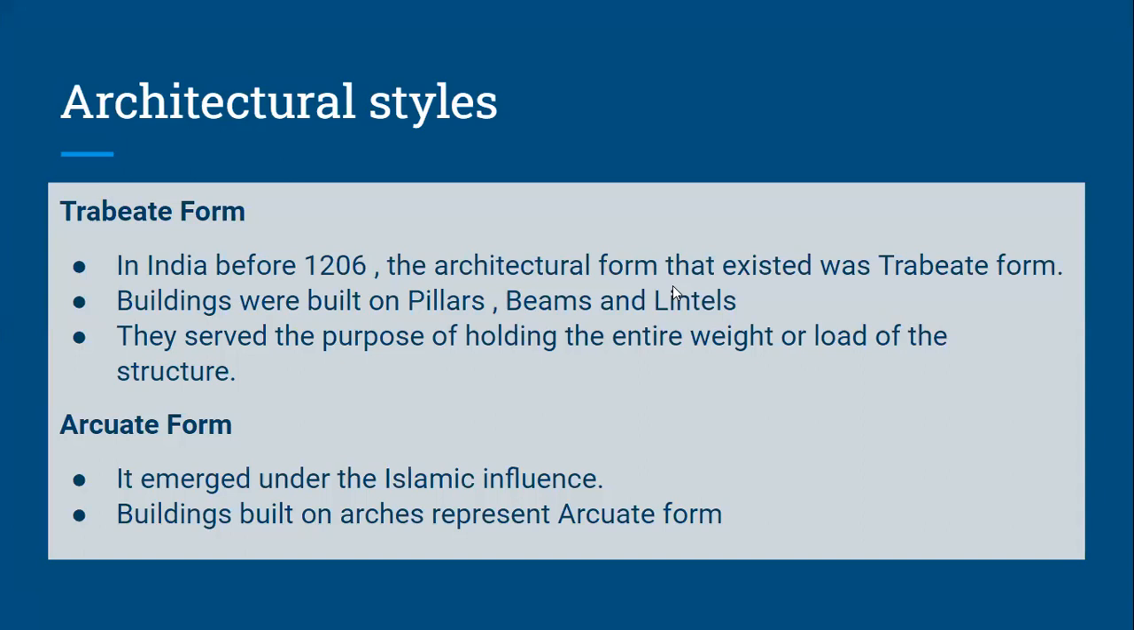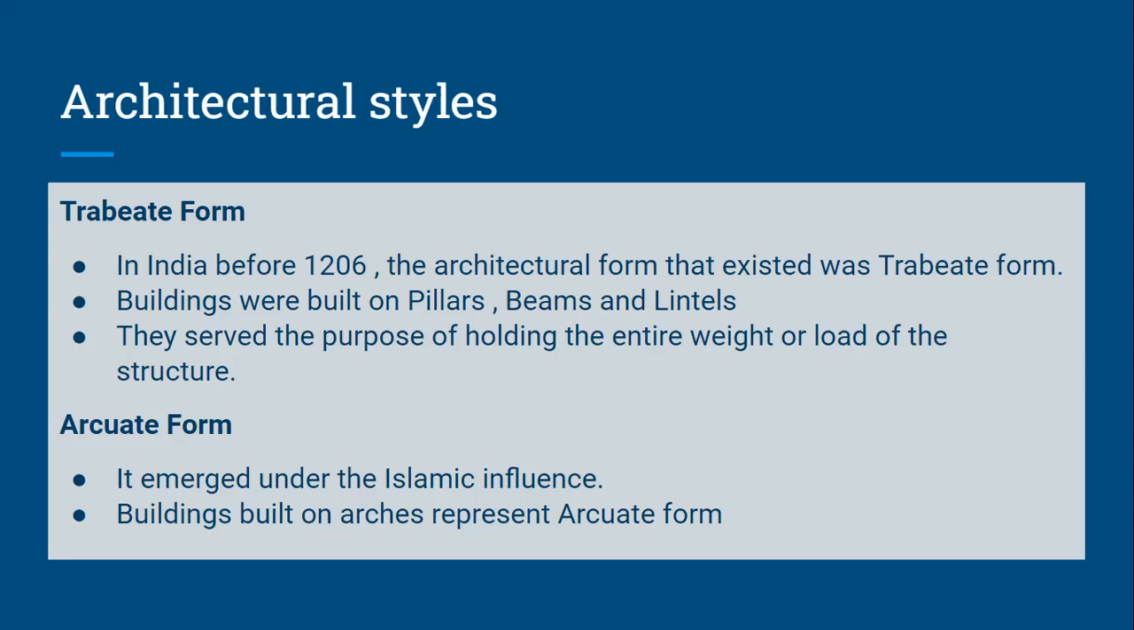The very first architectural style that already existed in India is the trabeate form. The trabeate form is the original Indian form of architecture which existed before the coming of the Islamic dynasty, before the Turks, that is, before 1206. The defining feature of the trabeate form is that these buildings are built on pillars, beams, and lintels. If you remember the temple architecture of India, we saw the big pillars. We'll see these forms, pillars, beams, and lintels, in detail.